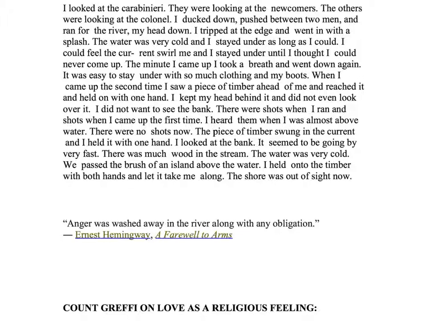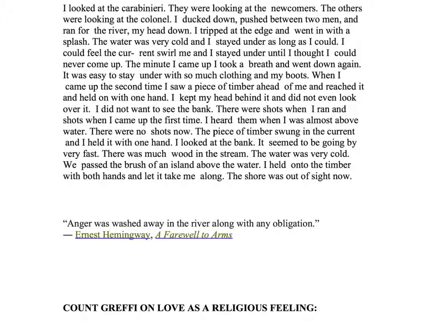When I came up the second time, I saw a piece of timber ahead of me and reached it and held with one hand. I kept my head behind it and did not even look over it. I did not want to see the bank. There were shots when I ran and shots when I came up the first time. I heard them. I was almost above water. There were no shots now.